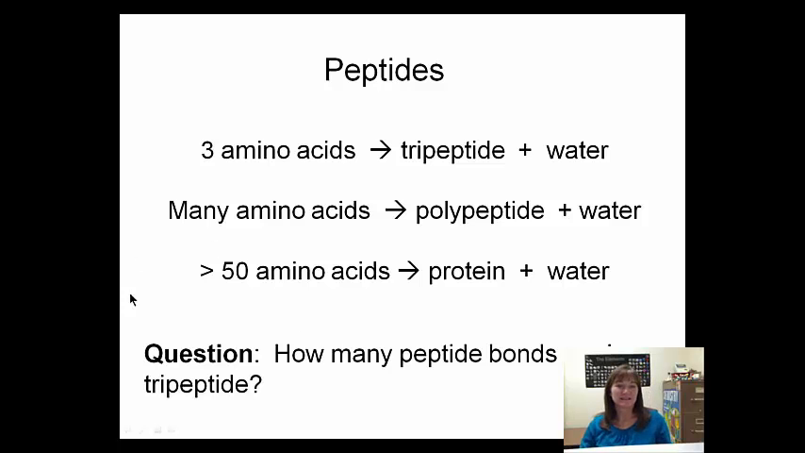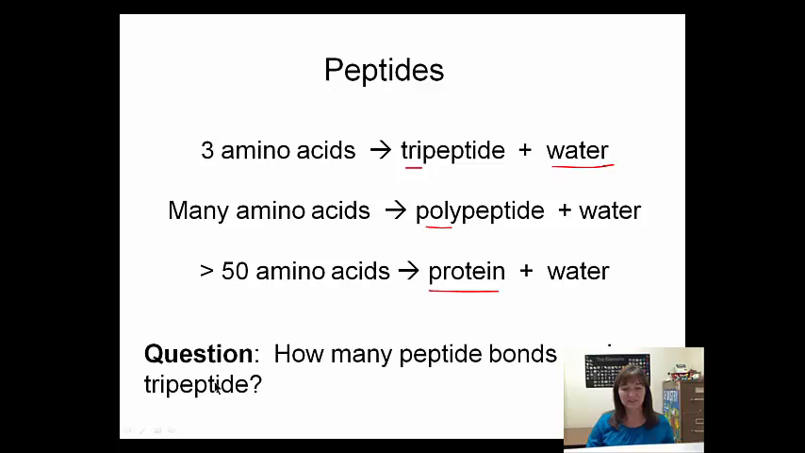So polypeptides, if you have 3 amino acids put together, we already said 2 was going to be a dipeptide, 3 amino acids is going to be a tripeptide. So when you bond 3 amino acids, you get 1 tripeptide, and you're going to end up getting 2 water molecules. Many amino acids are called polypeptides because poly means many. When you get to the point where you have put approximately 50 amino acids together, that's when we start calling it a protein. Okay, proteins are long.